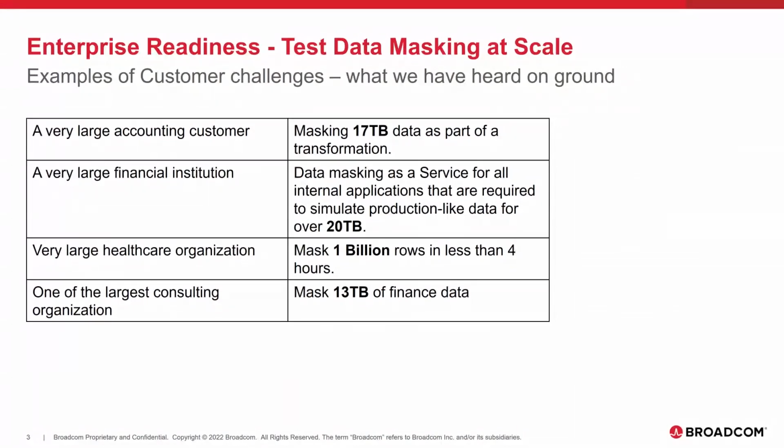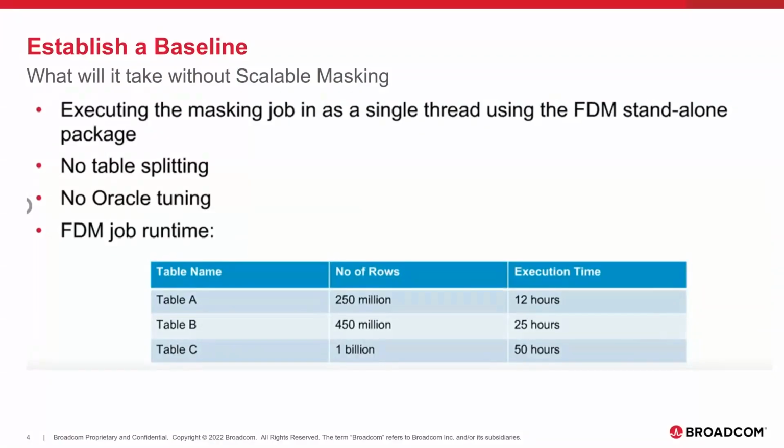So to mask this volume of data the traditional way, without any multi-threading, without any database optimization, without any scaling, which is the topic for today: just as an example, with a single thread of FTM, it took over 12 hours for 50 million rows, 25 hours, and for 1 billion rows, it took over 50 hours. And of course, this is not a sustainable amount of time to support the needs that we see from the industry right now. What can we do about it?